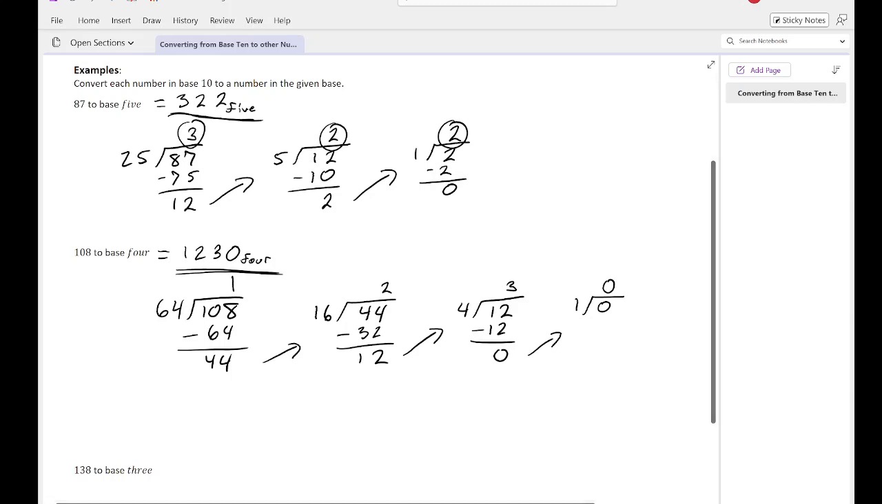Again, it has to go in descending power. Like this was 5 squared, 5 to the first, 5 to the 0. Here it's 4 cubed, 4 squared, 4 to the first, 4 to the 0. That is how this works. Let's see another example.